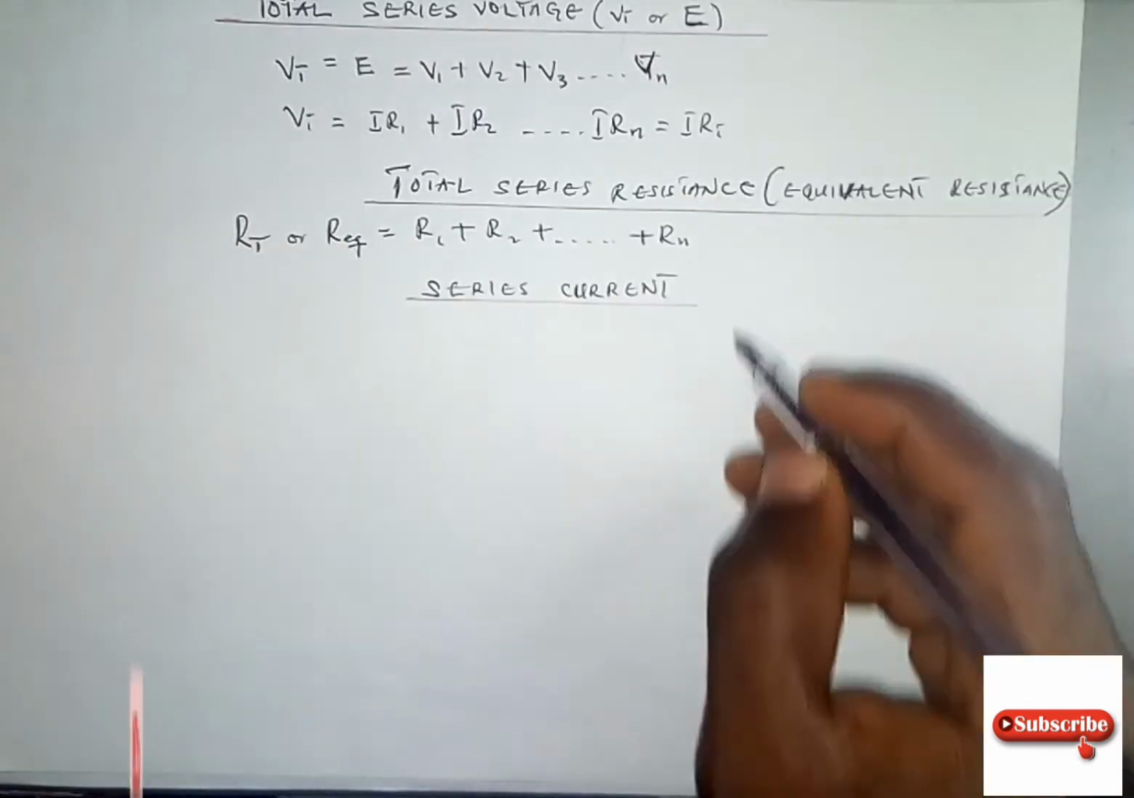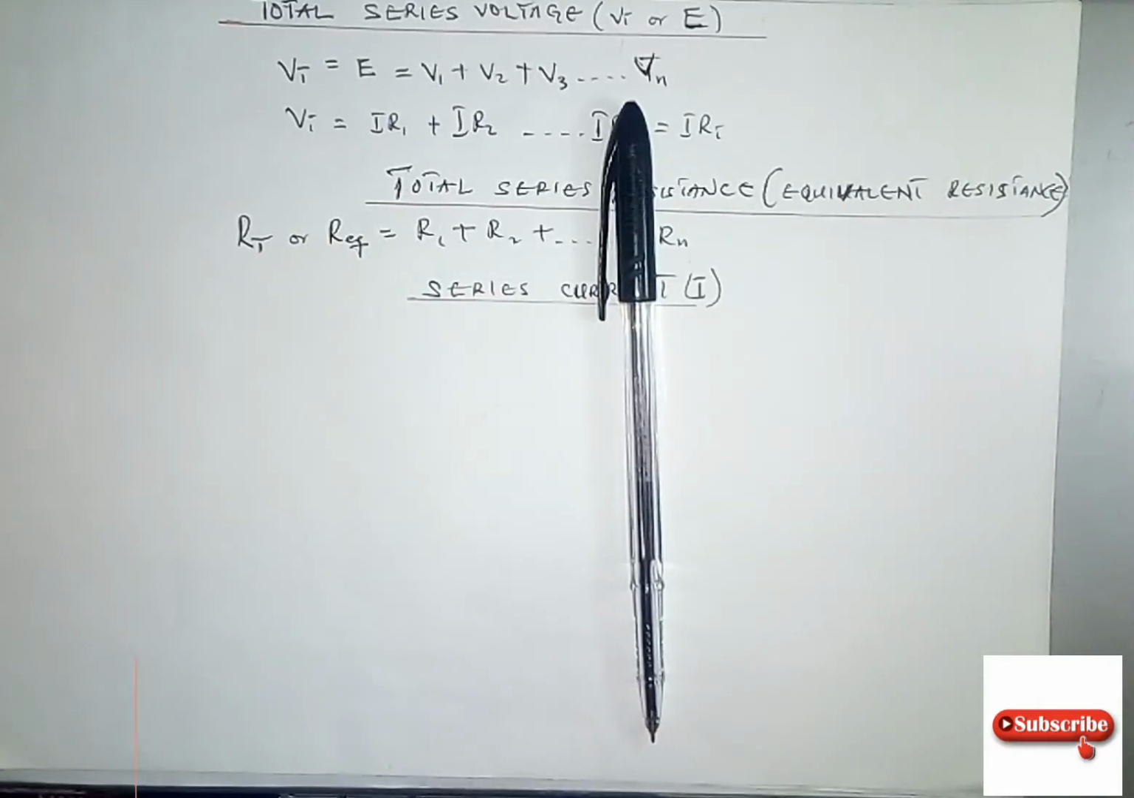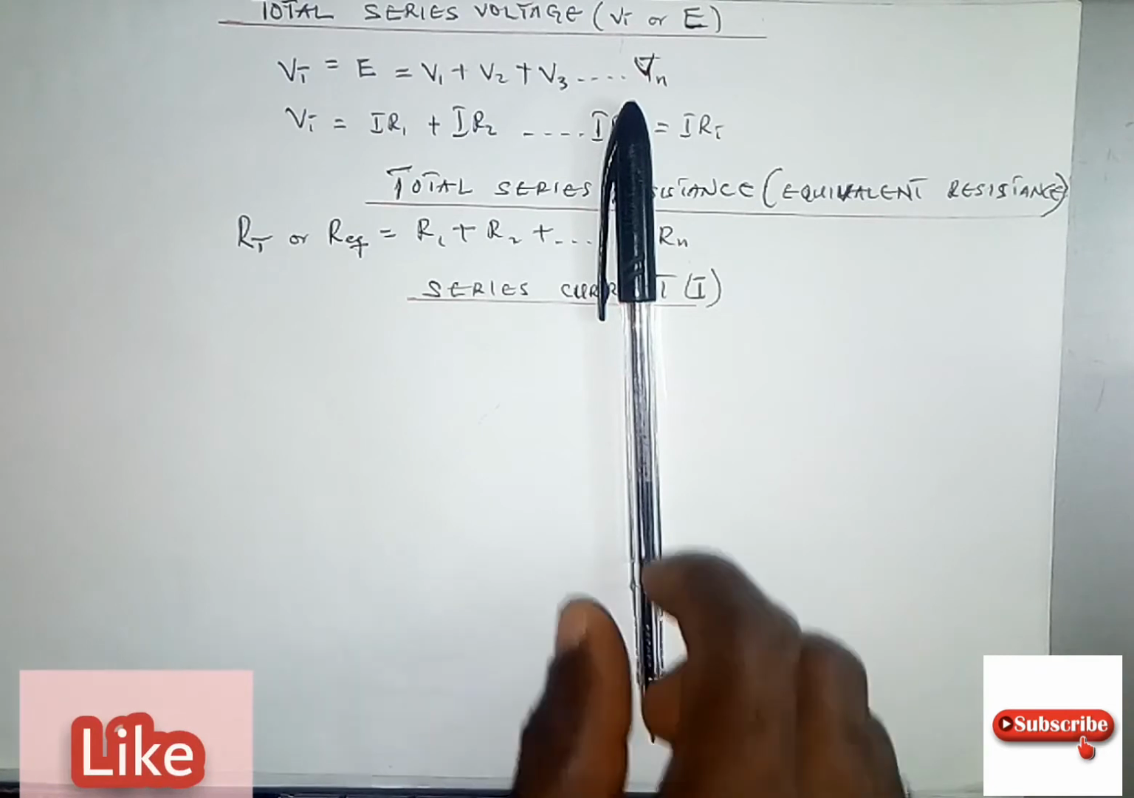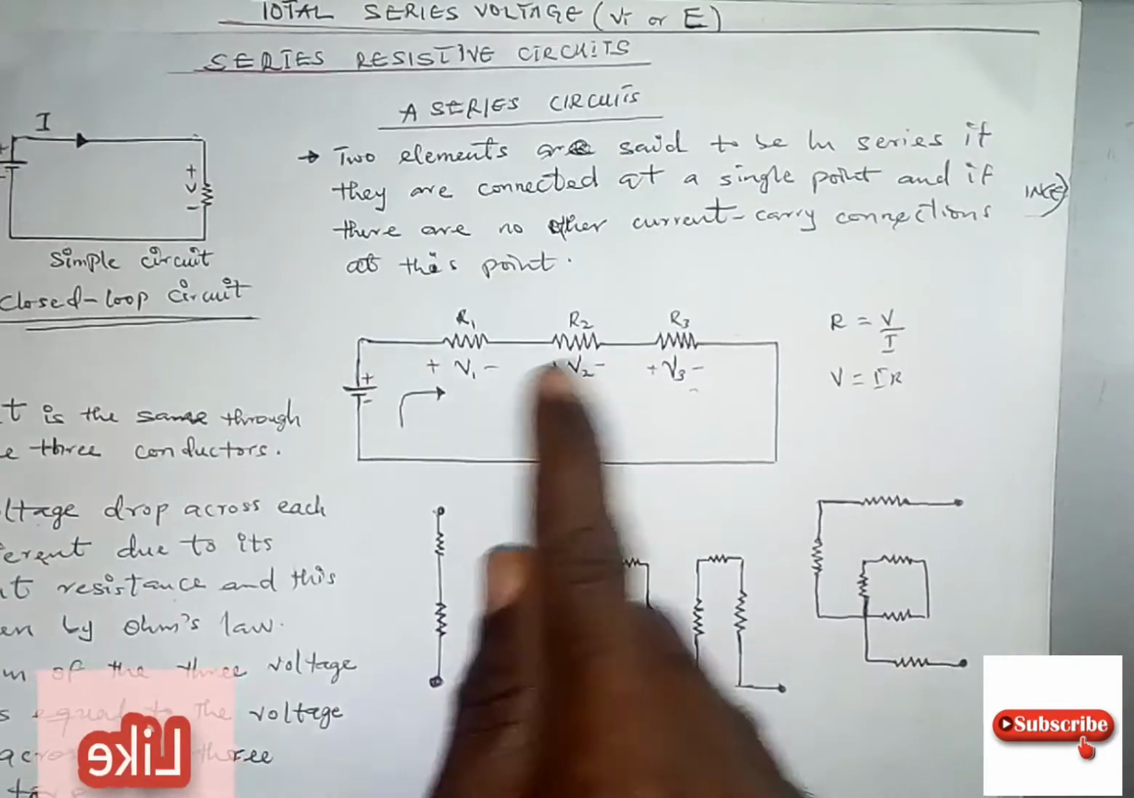From the beginning, we said that when we are talking about the definition of a series circuit, there is only one path in which current flows in a series circuit. Which means the current flowing through each element is always the same, and the current is always the same at any point in a series circuit. So the current flowing in a series resistive circuit, such as the one we have in that figure here, is always the same.